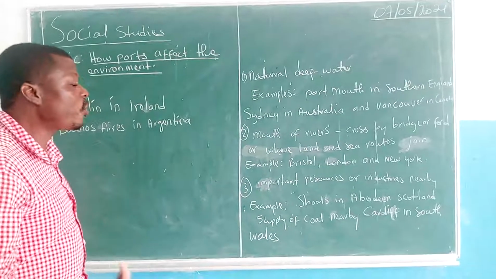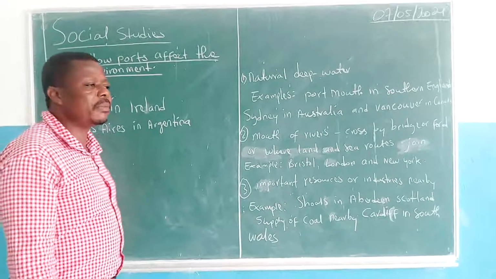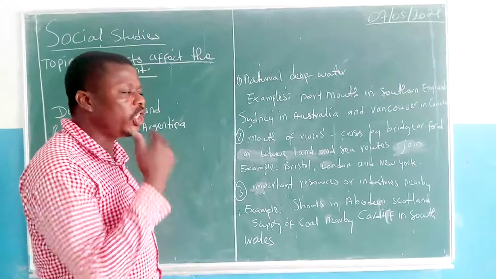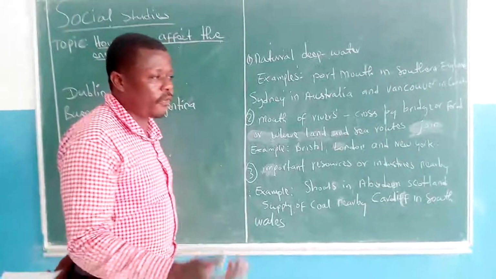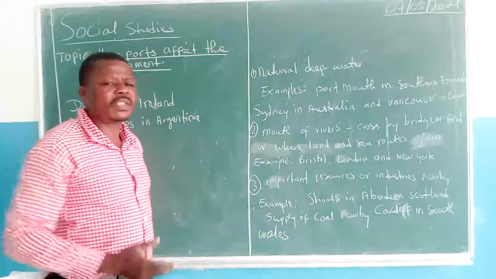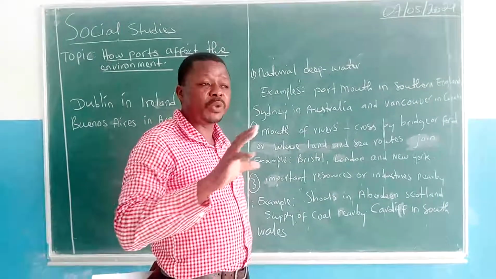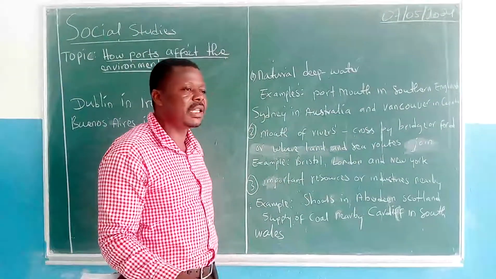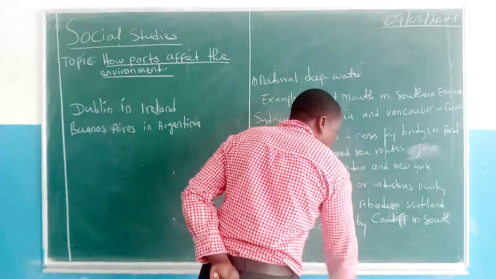We look at the second reason why most settlements, cities, industries, and fishing villages have grown on the coast. We say the mouth of rivers. First of all, what is the mouth of a river? The mouth of a river is the place where a river enters into the ocean or into a sea.